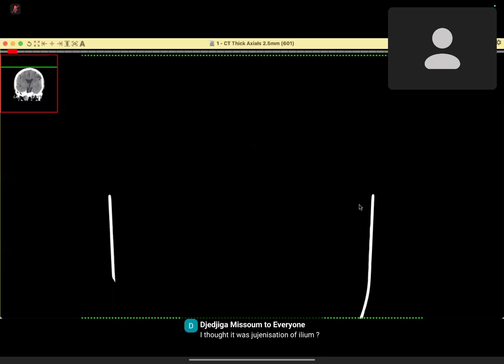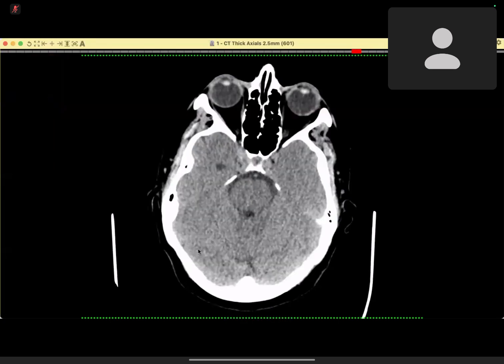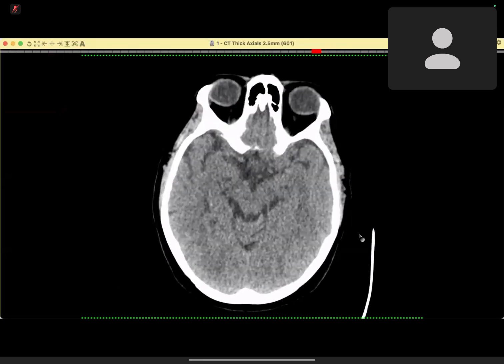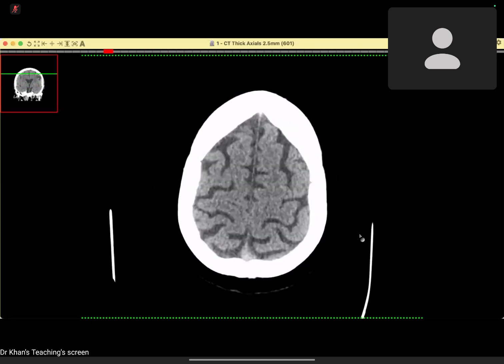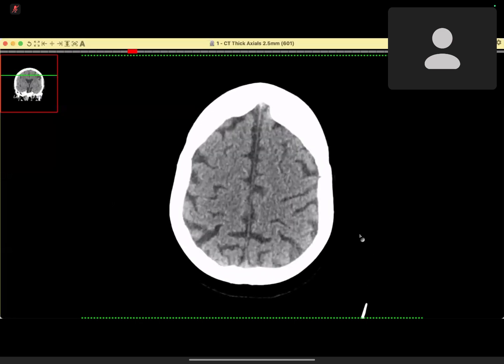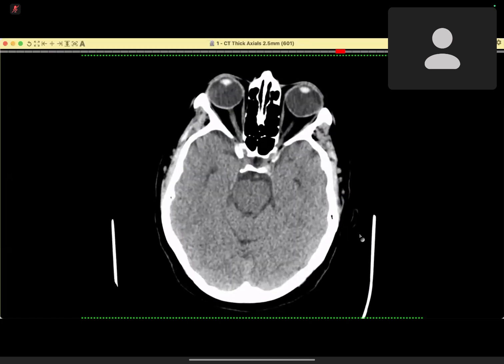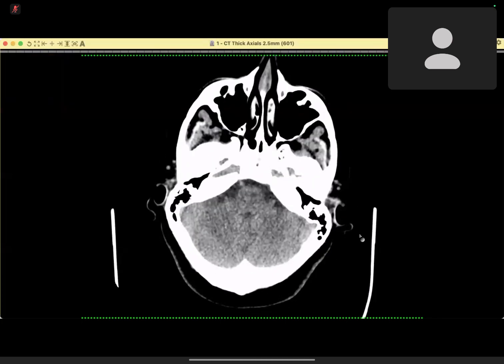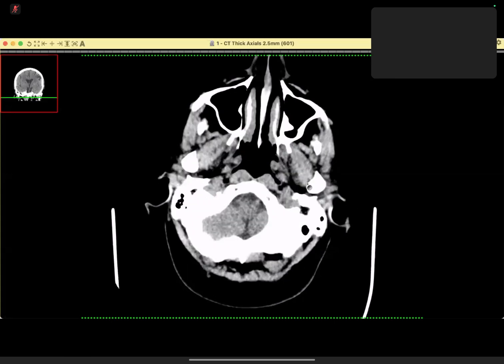In my routine practice, I also want to see if there is any bone fracture. So I will change this window into the bone window. Other than that, I also want to check the sinuses to see if there are any air-fluid levels. I can see that the sinuses appear clear. There is no blood seen in the sinuses or the nasal passages. I can see that the mastoid cells are well pneumatized bilaterally. Okay, just one second, please.